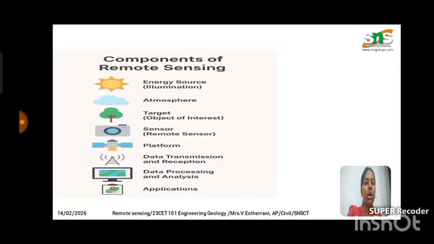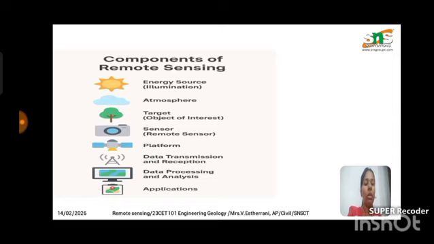Next one is the components of remote sensing. First, in remote sensing we require an energy source. This energy source is the main part in remote sensing. The energy source is nothing but the sunlight. Next one is the atmosphere. For determining an object, we require an atmosphere. Next one is the target.